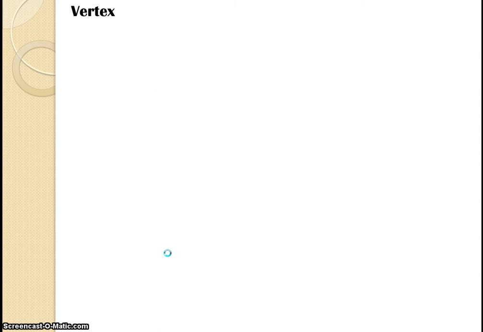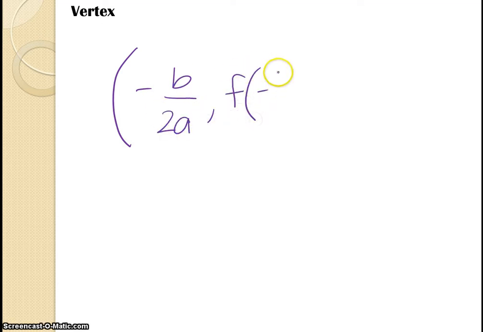To find our vertex in standard form, we take our axis of symmetry and plug it in, because our axis of symmetry is our x-coordinate. So we plug it in to get our y. So we have negative b over 2a, and then f of negative b over 2a. We just take our axis of symmetry, that becomes our x value, and we plug it in to find our y value.